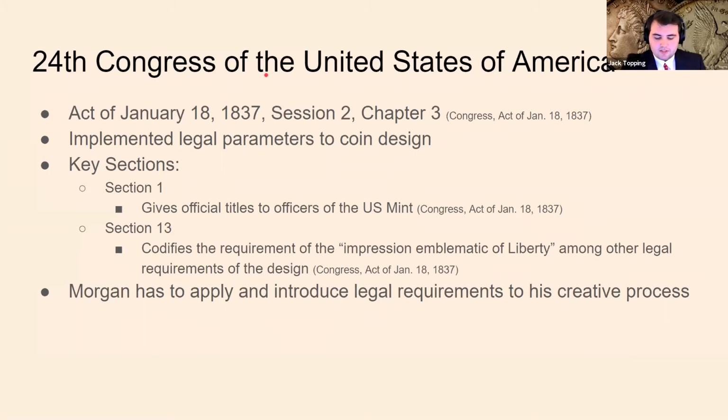So congressional limitations put on the U.S. Mint and subsequently George Morgan, or any other designer or engraver for that matter, were codified into law way back in 1837 with the Act of January 18, 1837. This particular session was session 2, and we're going to focus on chapter 3 of that law. It's not exactly an exciting name for an important piece of legislation, but I digress. I wanted to focus mainly on 2 sections of this. Like I said, it implemented legal parameters to coin design.